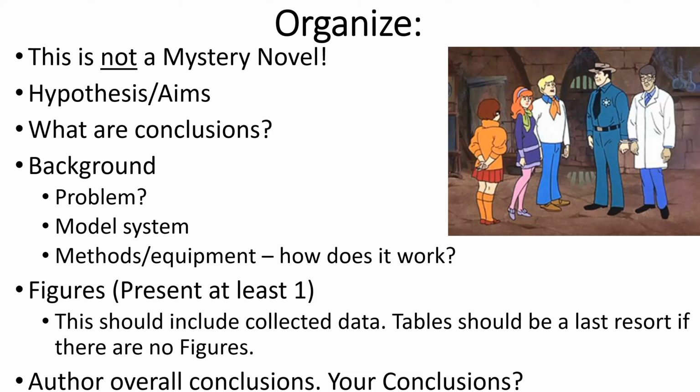So tables should be last resort if there are no figures. Typically, if it's a research article in chemistry, there'll be some type of figure, not necessarily a table. So you can use a table to help clarify things or provide an overview, but you should have a figure.